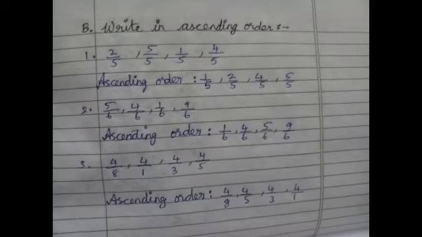Coming to the third question, 4 by 8, 4 by 1, 4 by 3, 4 by 5. All the numerators are equal, so compare with the denominators. The bigger the denominator, the smaller the fraction. So we can write it in ascending order: 4 by 8, 4 by 5, 4 by 3 and 4 by 1 is the ascending order.